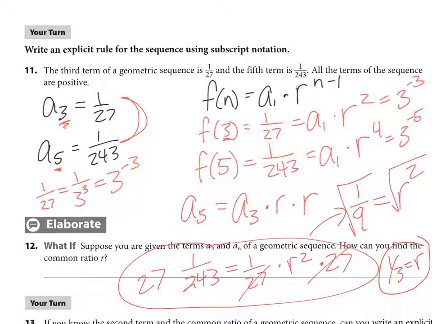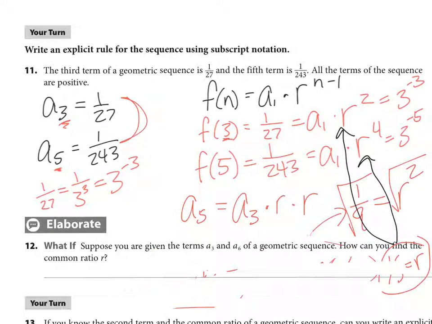That is still not my formula, because what is it I still don't know? The first term, a1. Okay, but can I find a1 now? Yes, sure. Because now I know what r is, I can plug it in either here or here, either one. Now, what's probably the easiest one to plug it into? Probably the top one, okay? So let's take the top one.